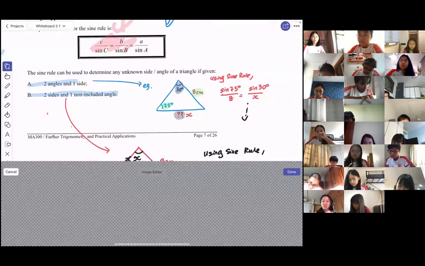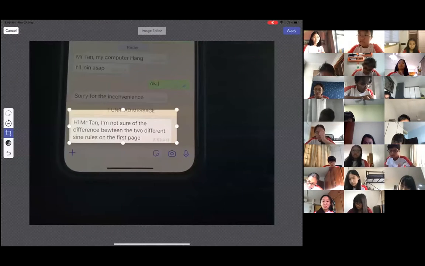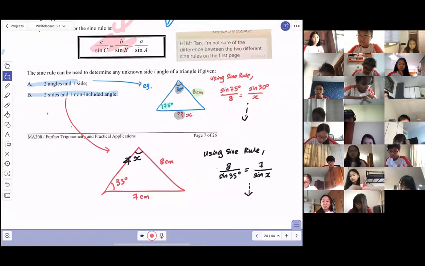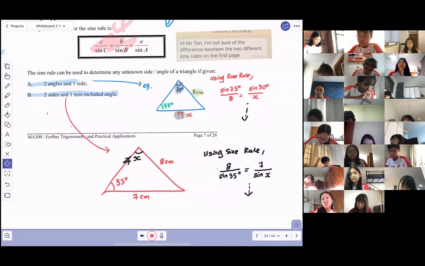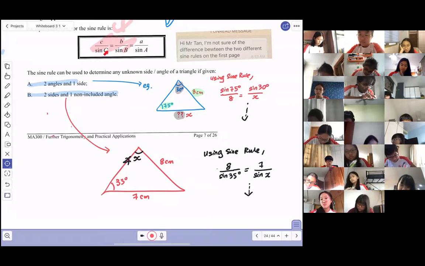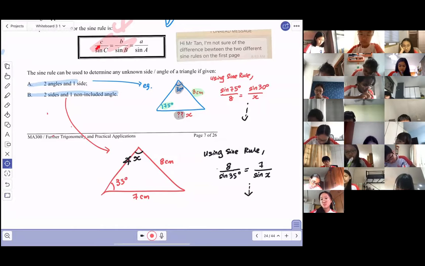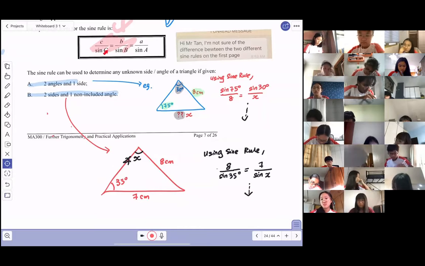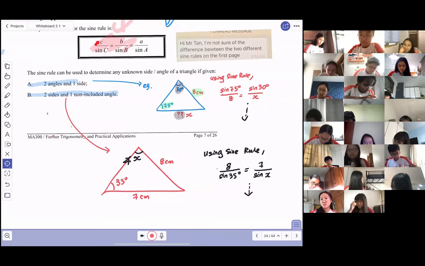I'm not sure about the difference between the two sine rules on the first page. One student asked this question. So the thing is, the components of this sine rule can be angles, which are capital letters, or sides. I can make the angle known and ask you to find the side, or I can make the side known and ask you to find the angle.